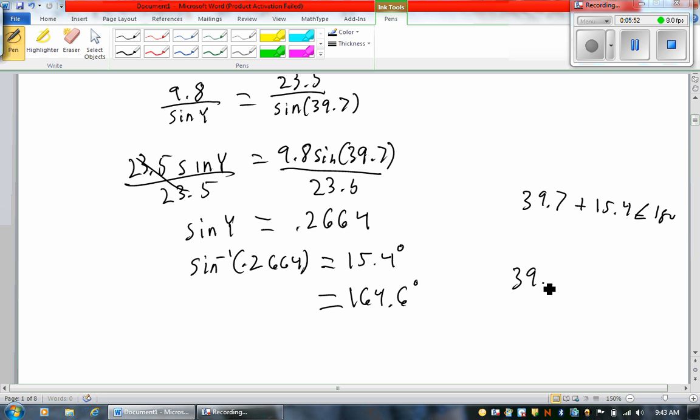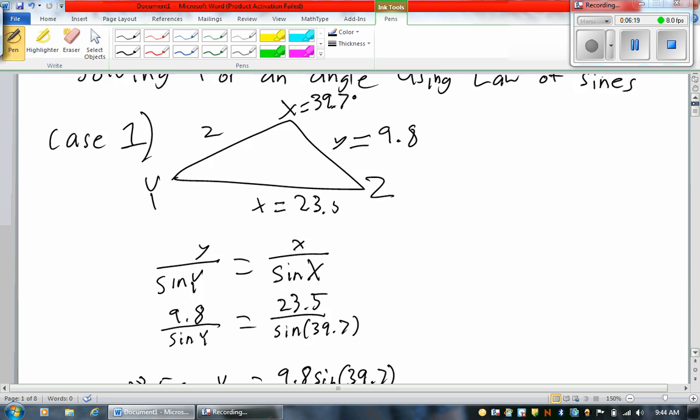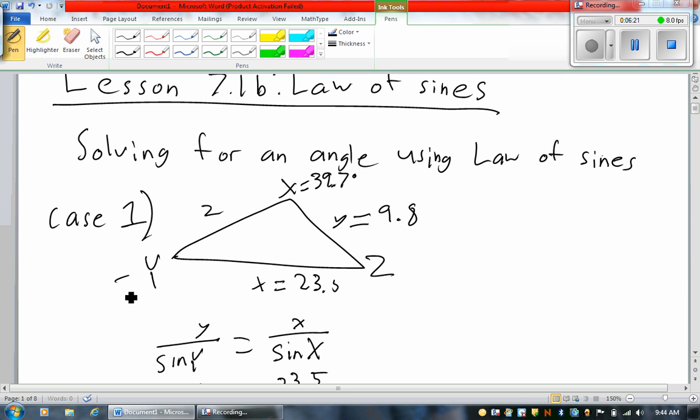However, 39.7 plus 164.6 is greater than 180. So we don't have room for a third angle, so this answer is not a solution. We are left with just one solution, 15.4 degrees for angle Y. So I'll come back up here and fill that in. Angle Y is 15.4 degrees.